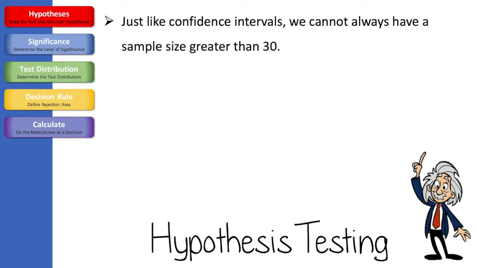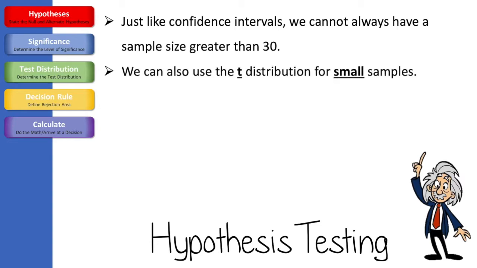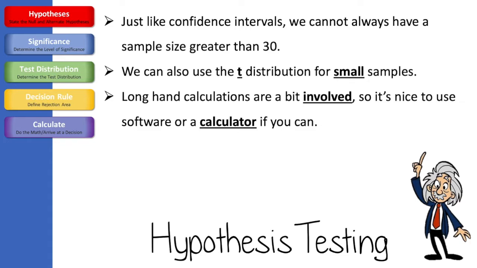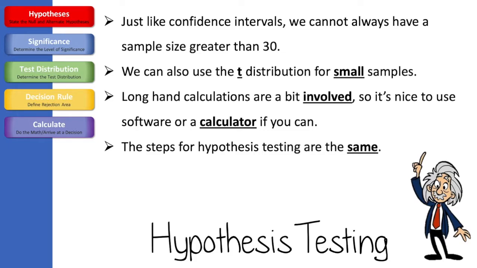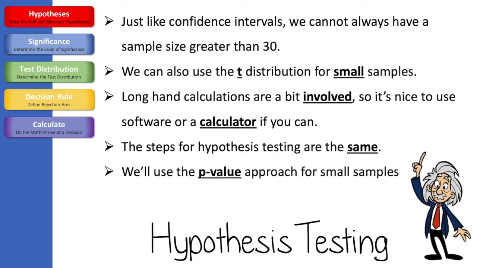Just like confidence intervals, we cannot always have a sample size greater than 30. We can also use the t-distribution for small samples. Now, in this case, longhand calculations are a bit involved. So it's nice to use software or a calculator if you can, and that's what we're going to be doing. The steps for hypothesis testing are the same, and for small sample sizes, we're going to use the p-value approach.